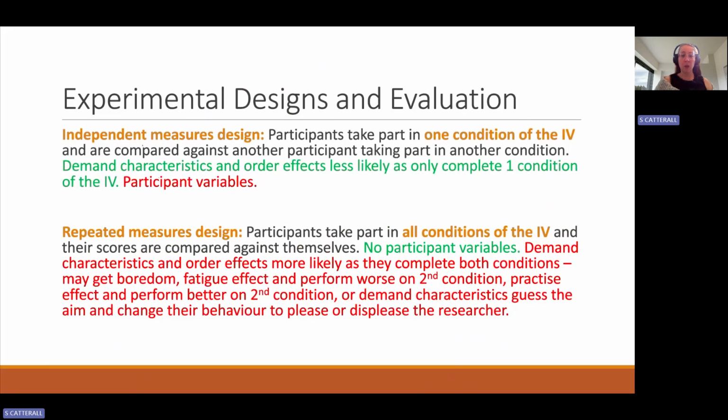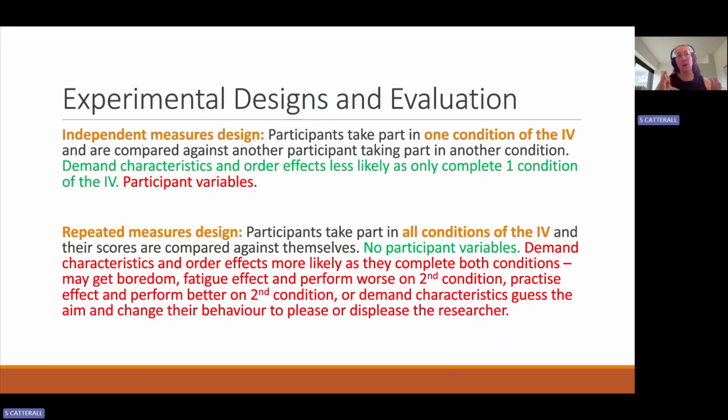And then for the positive of independent measures, you don't have demand characteristics because you've only been exposed to one condition of the IV. Notice how my explanation there was the definition of what the design is. So you need that when you're evaluating, same with the sampling techniques from before. Also, you've not got any order effects, because order effects are like practice, fatigue, and boredom.